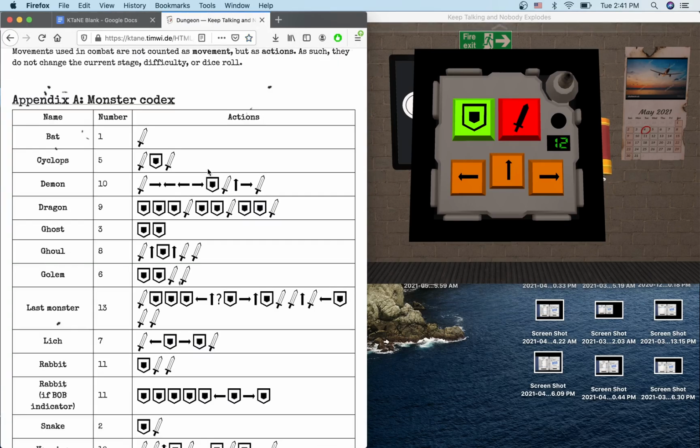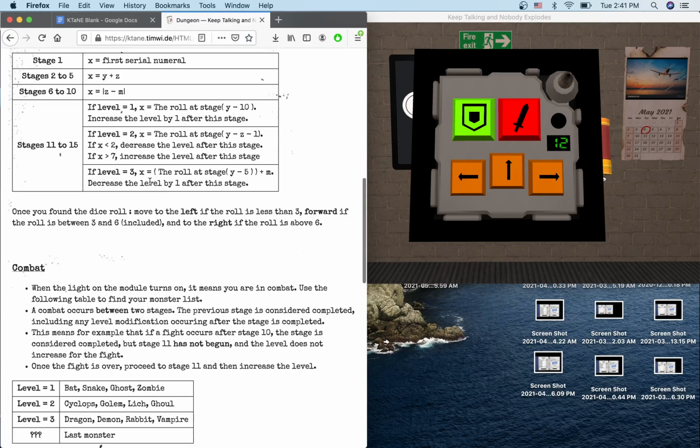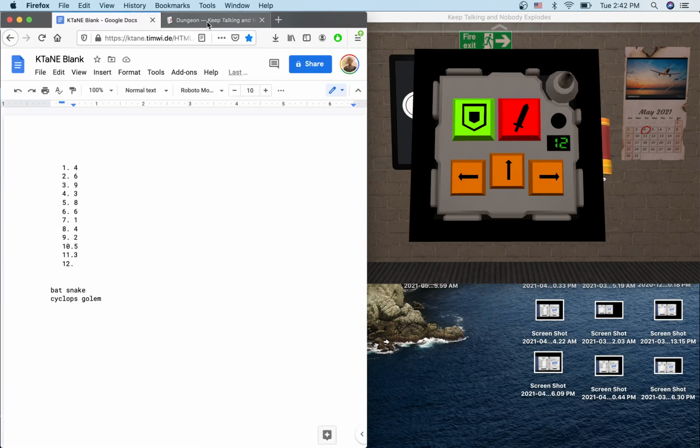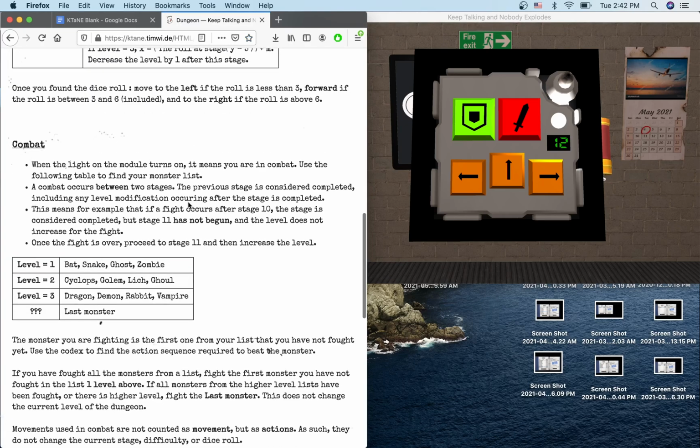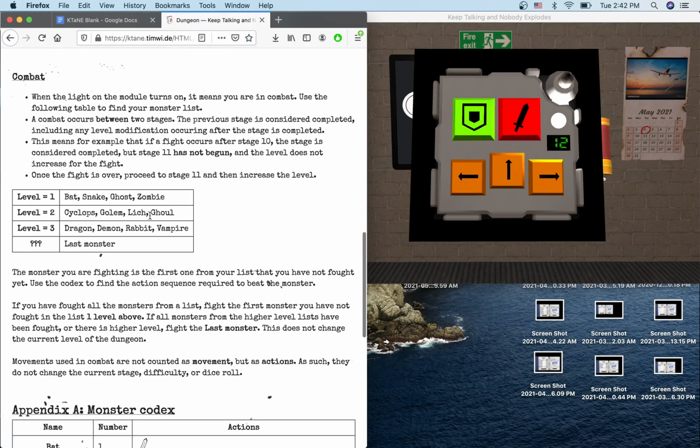For stage 12, we're at level 2 now, because this decreases our level. We're going to have 12 minus our previous roll of 3, minus 1. 12 minus 4 is 8. The roll at stage 8 is a 4. That takes us forward, fighting a monster. We're at level 2 still. Nothing's changed there. So we're fighting a ghoul.